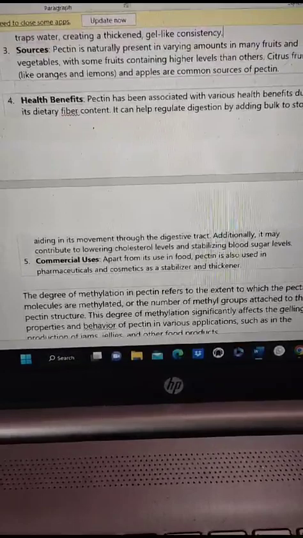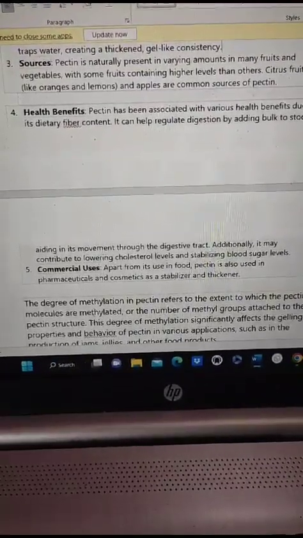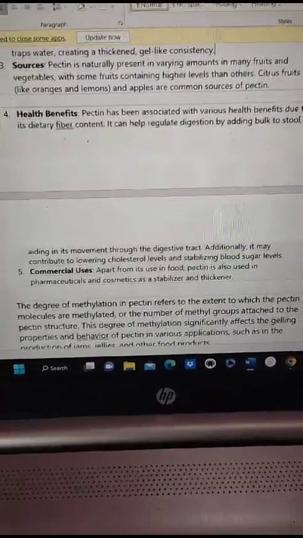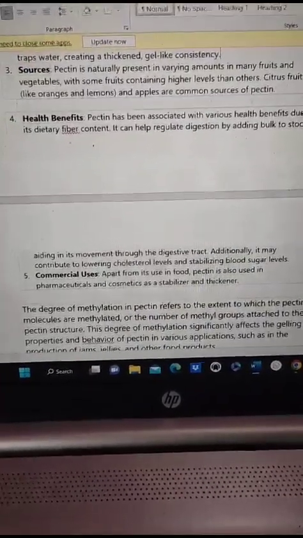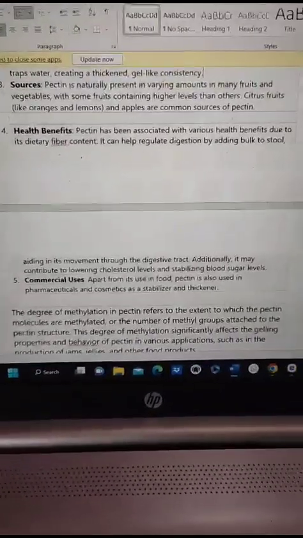The commercial use of pectin: besides food processing, it is also used in the pharmaceutical and cosmetic industries as a stabilizer and thickening agent.